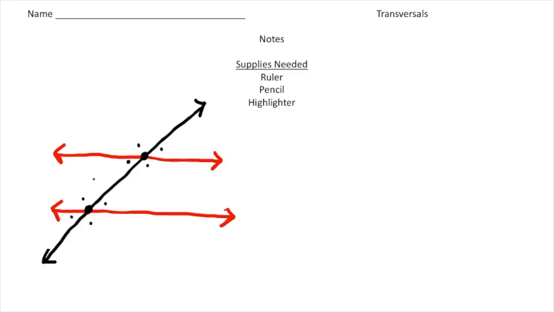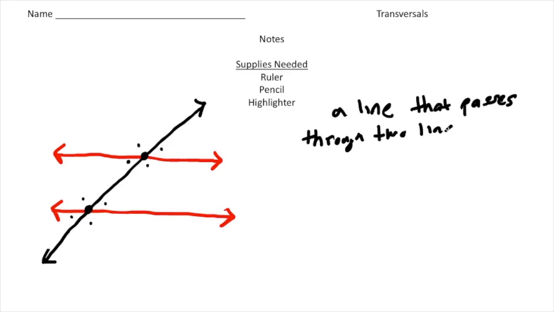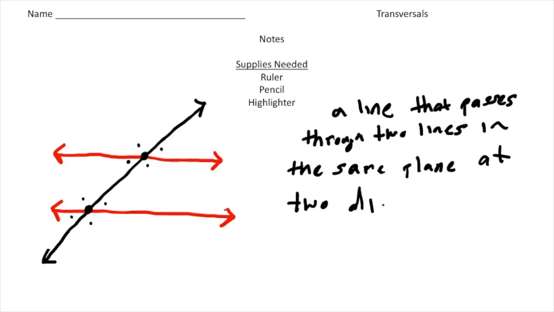Okay? So the definition of a transversal, and write this down please, is a line that passes through two lines in the same plane at two distinct points. At two distinct points.